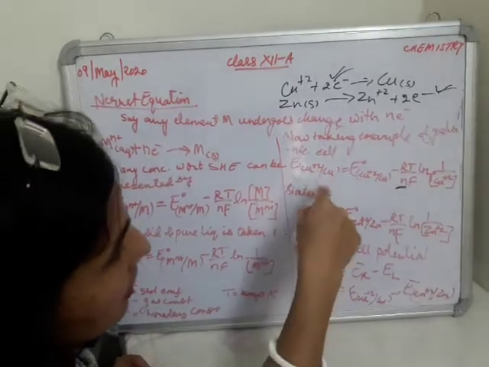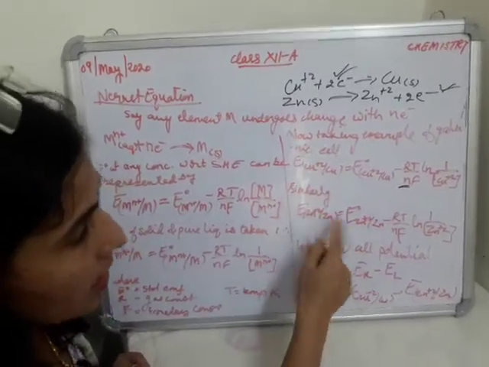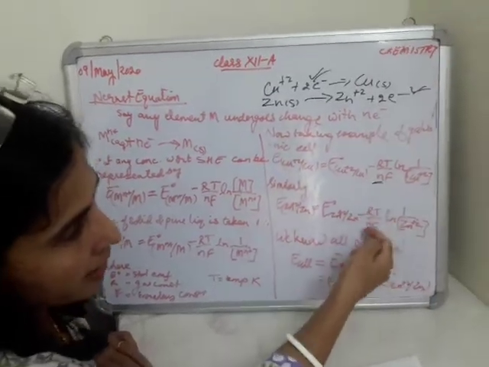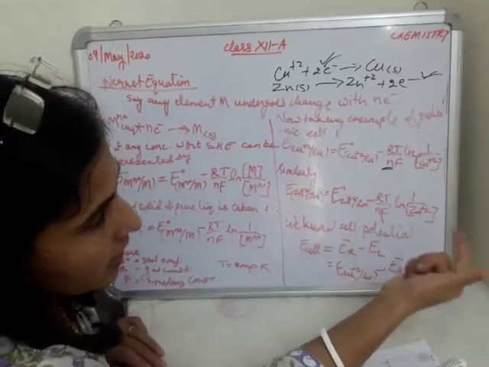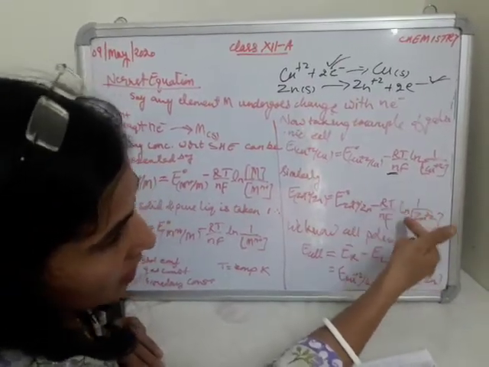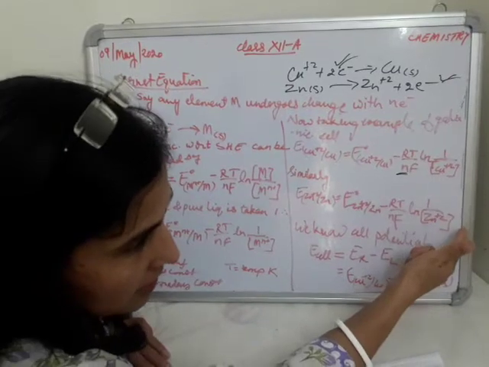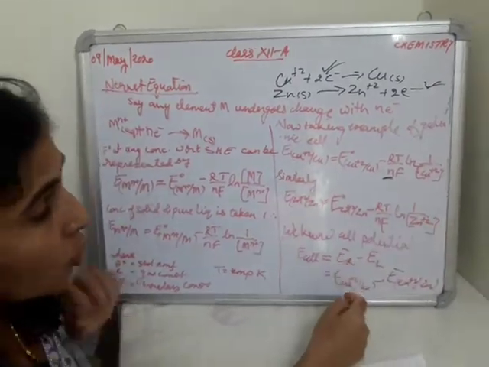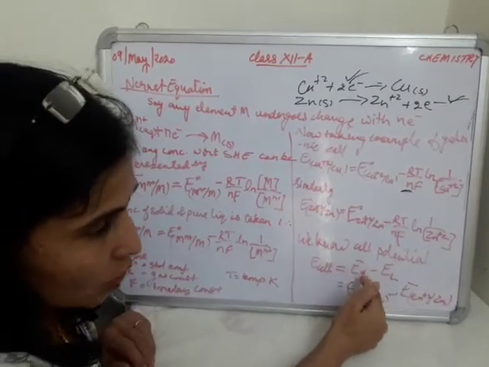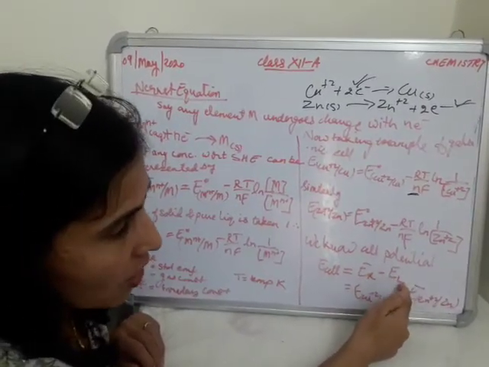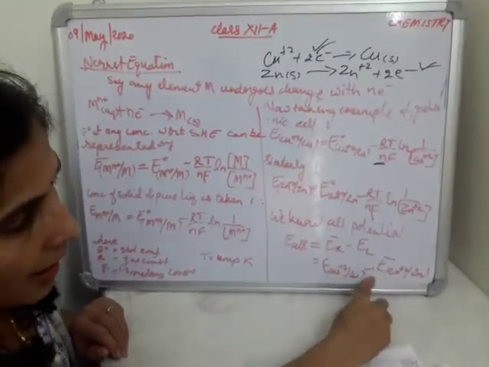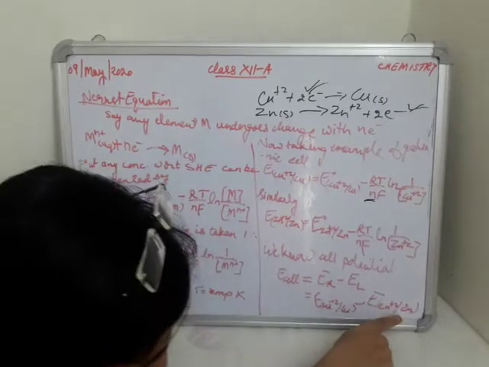Similarly, the zinc electrode potential will be equal to the standard EMF of the zinc electrode minus RT by nF, with the value here being 2 in the case of zinc, natural log 1 by zinc 2+ ions. Also, we know that the cell potential is equal to the potential of the right cell minus the potential of the left cell. In this case, the right cell is your copper half cell and the left is your zinc half cell.